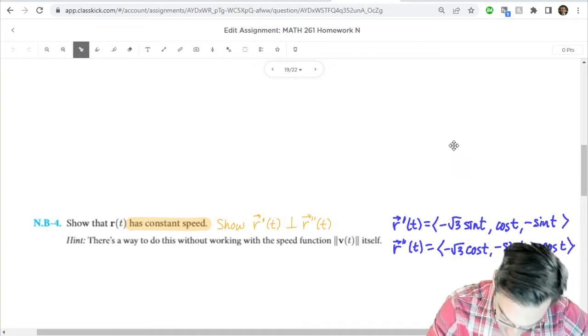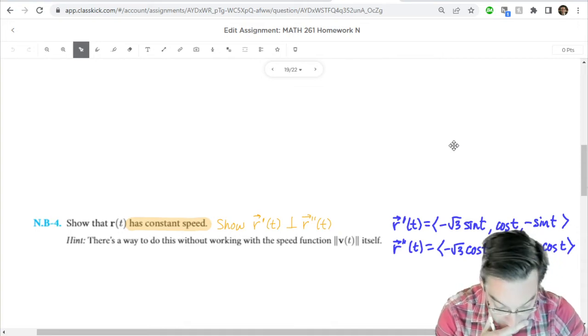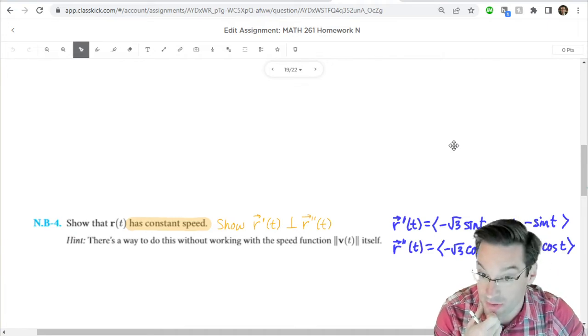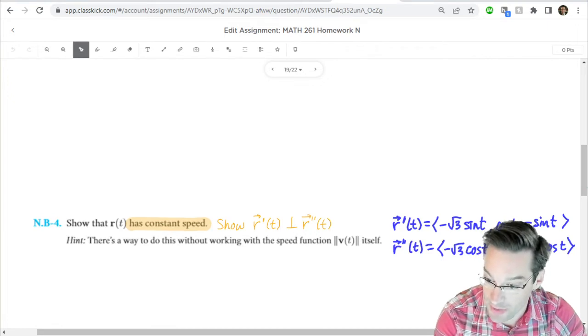Oh, and now I see what you're saying. If you take the dot product of these two things, it might not be the case that this. So what would we want this dot product to come out to be if we're trying to show that these are perpendicular to one another?